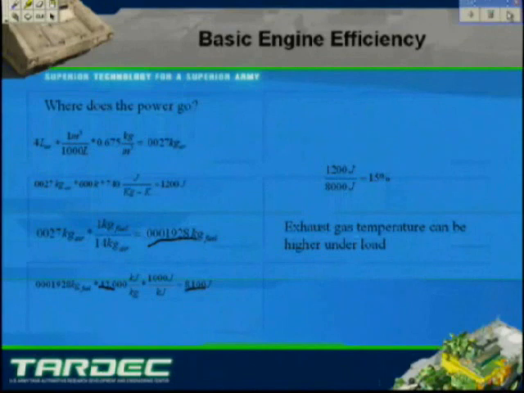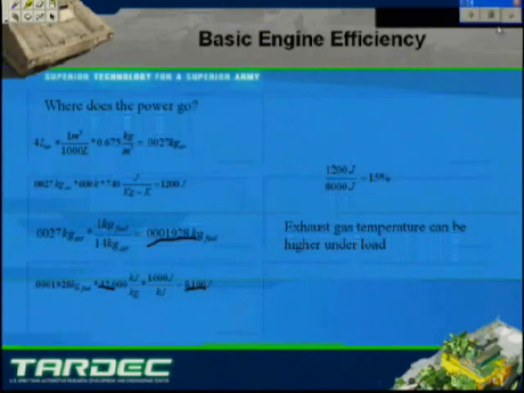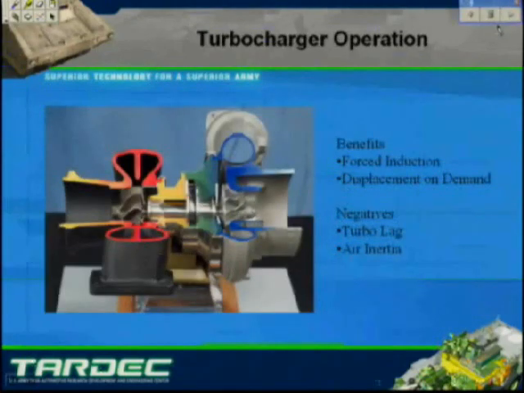The exhaust temperature could be higher under load, and it would be higher still if we didn't lose energy out the cylinder walls as the engine was spinning. So what a turbocharger does is it recovers the heat energy lost from the exhaust gas, and it also tries to recover some of the inertia of the exhaust gas as it leaves the engine.